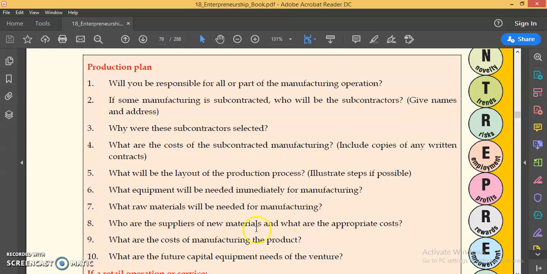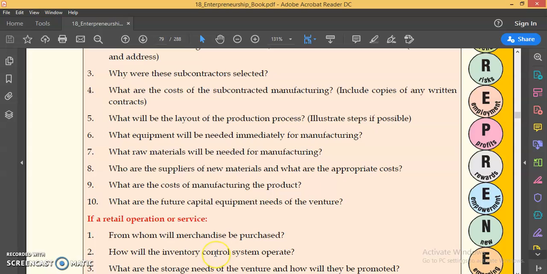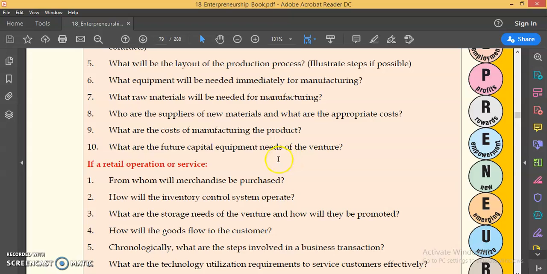Who are the suppliers of raw materials? What are the appropriate costs? What is the cost of manufacturing the product? What are the future capital equipment needs of the venture, etc.? Then if it is a retail operation or service, there is no manufacturing at all. You're not going to give any subcontract, you're not going to manufacture completely, but you're going to buy and sell, trading.